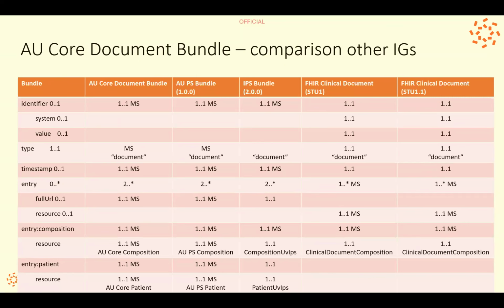There's 2 versions of that, pretty much the same at this high level, but we've got a new iteration of that STU, which is in draft at the moment. They're reconciling. So if we look at the identifier element, there's some consistency across the board here. So I feel that a good starting point for the AU Core document bundle would be to have a mandatory must support identifier.